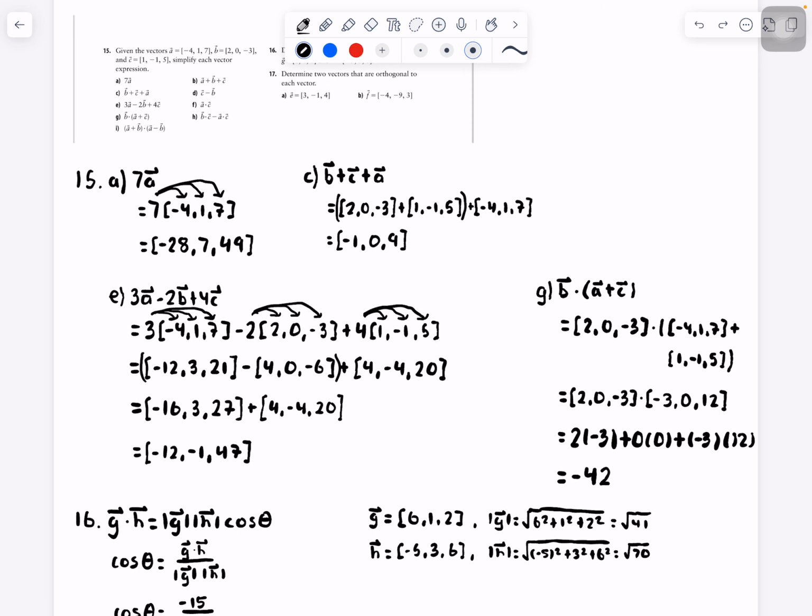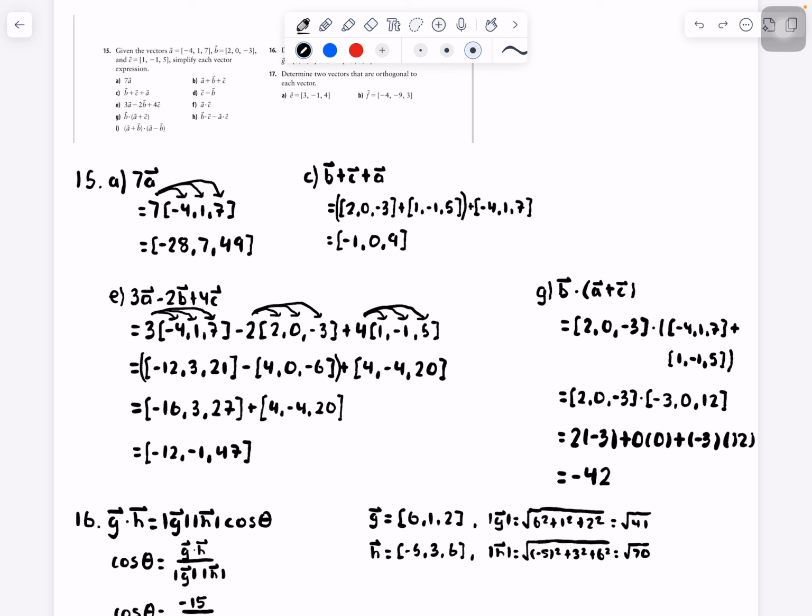G. B dot (A plus C). Okay, so this one, it matters what we do first, and we're also told what to do first in a sense. We're told to do A plus C first. So that's what I did. I did component-wise addition to get the Cartesian resultant, which is -4 plus 1, that's -3, 1 plus -1, that's 0, 7 plus 5, that's 12. So the result I get is (-3, 0, 12).